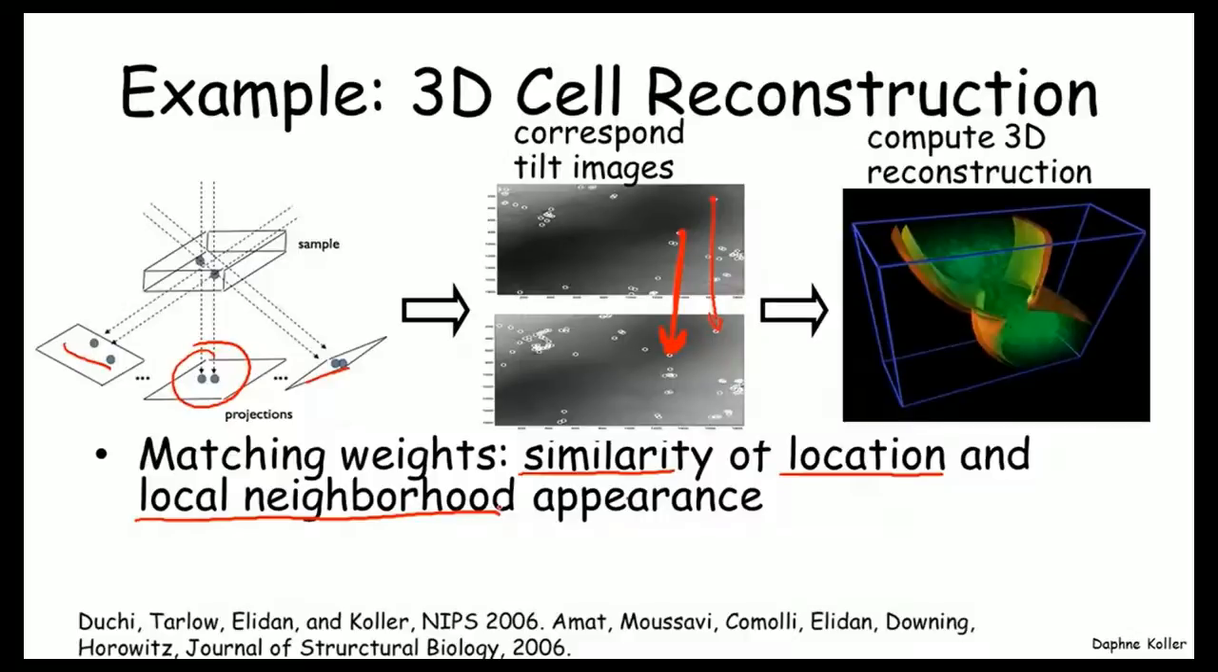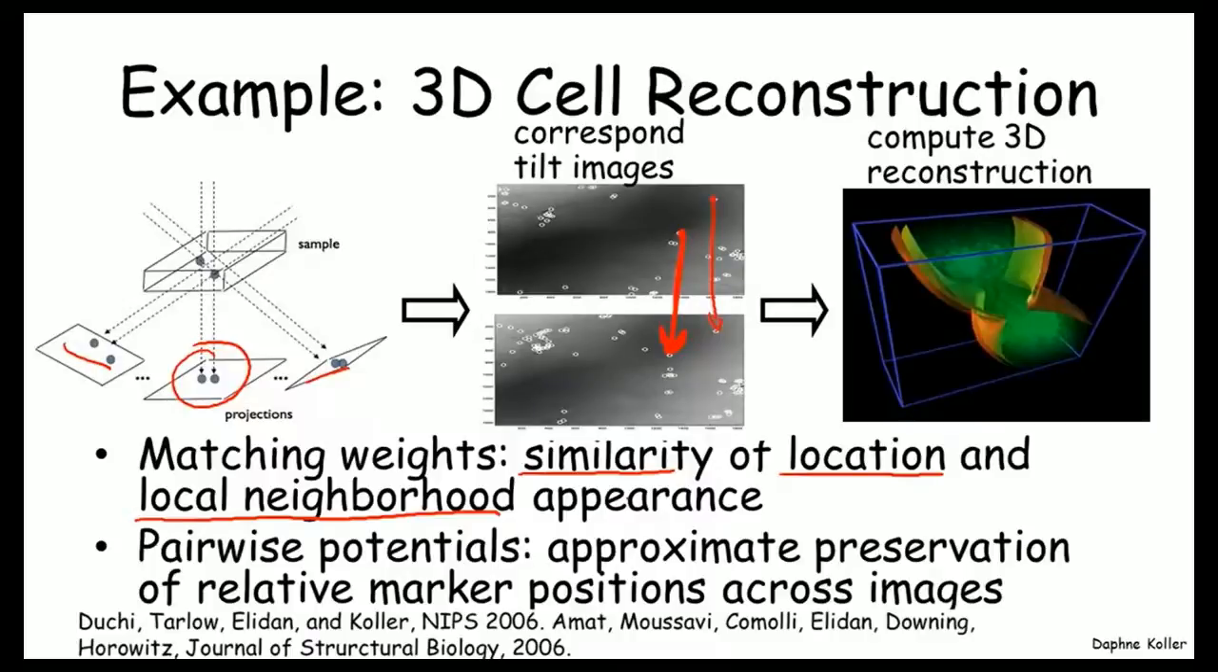But it turns out that neither of these is sufficiently distinctive to really make that determination robustly, that one point in an image matches another point in the other image. So in order to do this with reasonable success, we need another set of potentials, which are pairwise potentials, which basically preserve distances of these marker positions. They tell us that if we want to correspond this point over here to this point, and this point to that point, then the distances between them should also roughly be preserved.